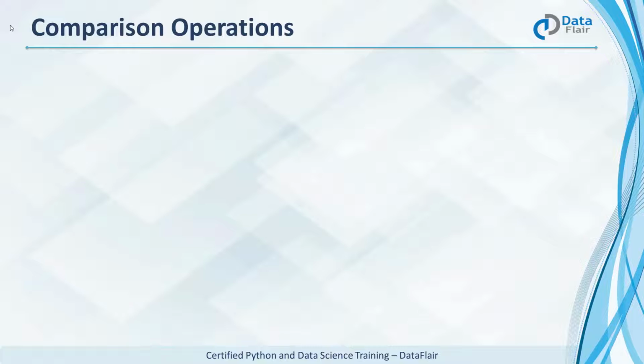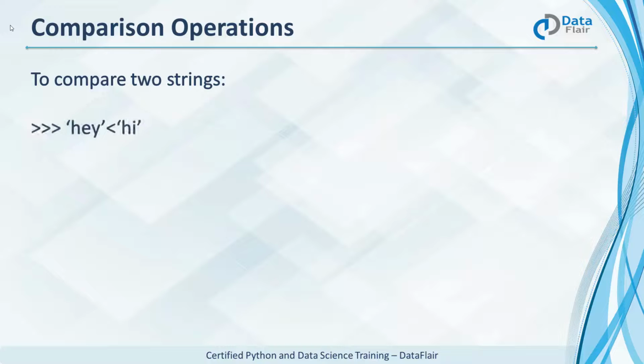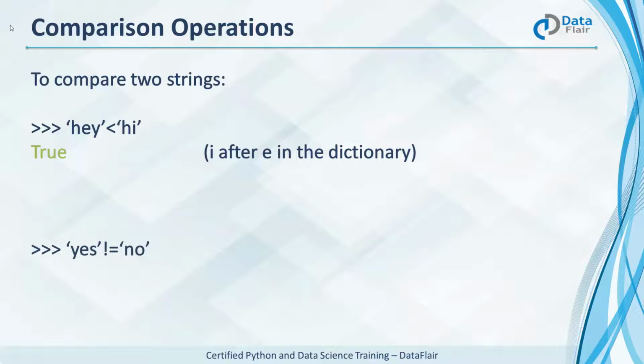Comparison operators first. We can compare two strings. Is hey less than hi? Yes, because E has a lesser ASCII value than I. And are these two strings unequal? Yes, they are unequal.